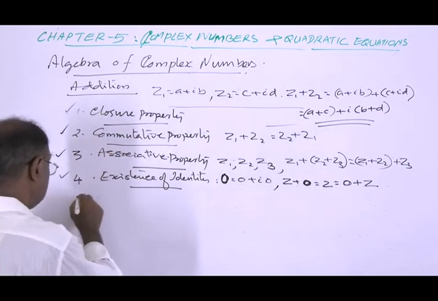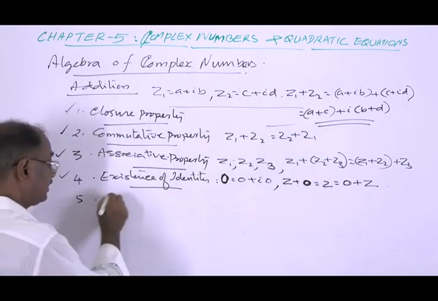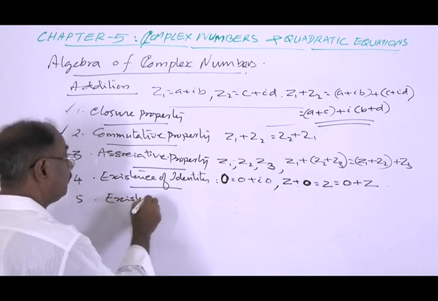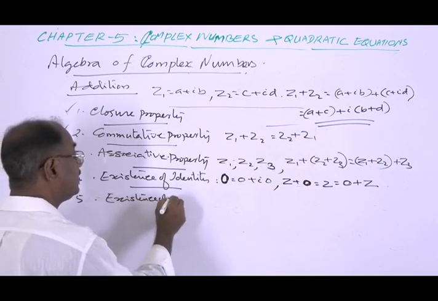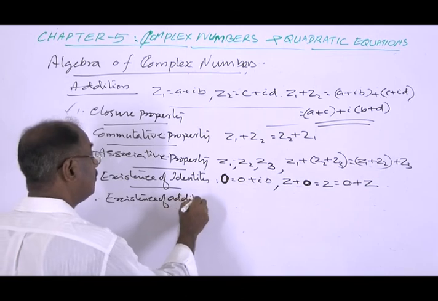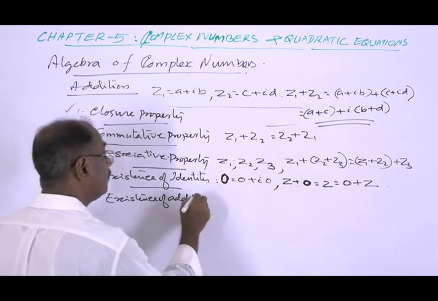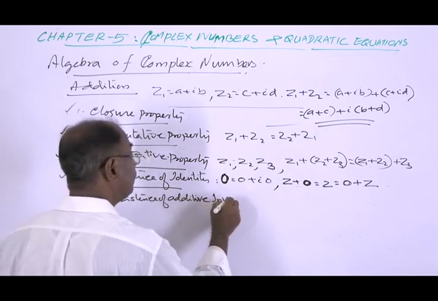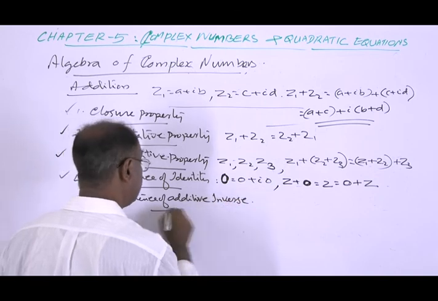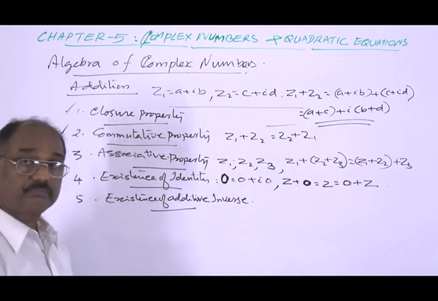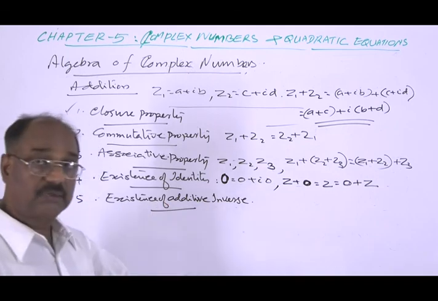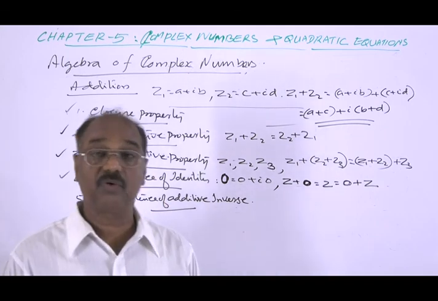And then the fifth property is existence of additive inverse. To define this, we have to define the negative of a complex number.